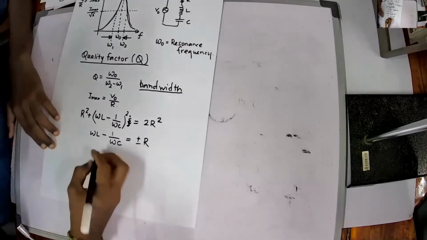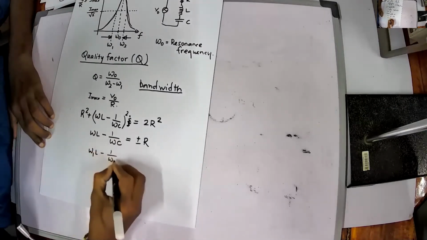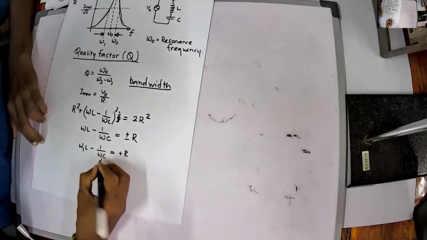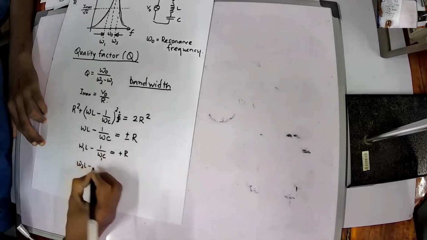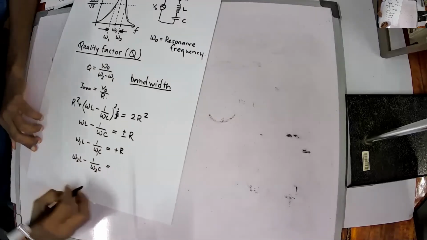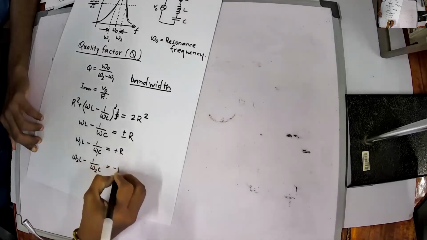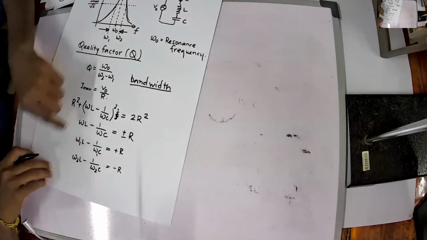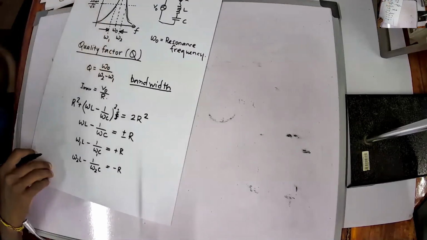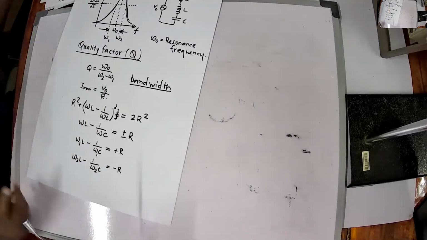Let us assume for those two frequencies: omega 1 L minus 1 over omega 1 C equals plus R, and omega 2 L minus 1 over omega 2 C equals minus R. From these two, what we have to calculate is omega 2 minus omega 1, because we already know what omega naught is.